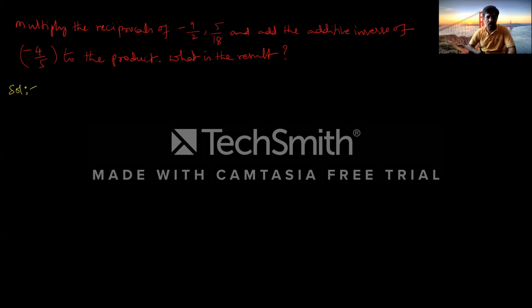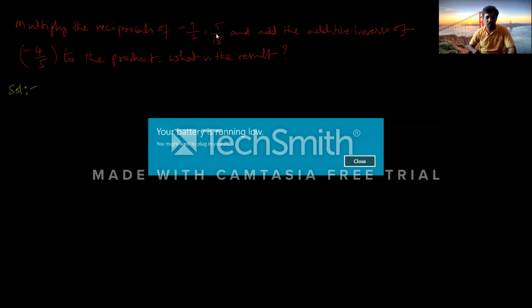Now we will do the last problem. Here the question is multiply the reciprocals of minus 9 by 2, 5 by 18 and add the additive inverse of minus 4 by 5 to the product. What is the result? Here first we should take the reciprocals of these two fractions. Then we should multiply. Why? Because multiply the reciprocals of minus 9 by 2 and 5 by 18.